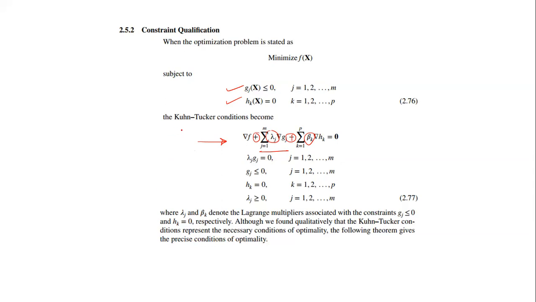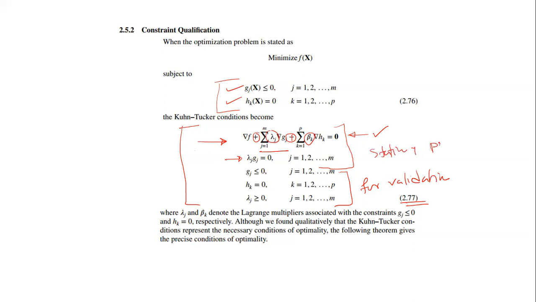So this equation 2.77 is basically the Kuhn-Tucker condition, a more generalized one because you are having both inequality constraints as well as equality constraints. For the equality condition, this equation is enough. For inequality, we additionally have this one. So these two will be for your calculation, and the other three will be for your validation, your checking of whether the obtained stationary point is a valid optimum point or not.